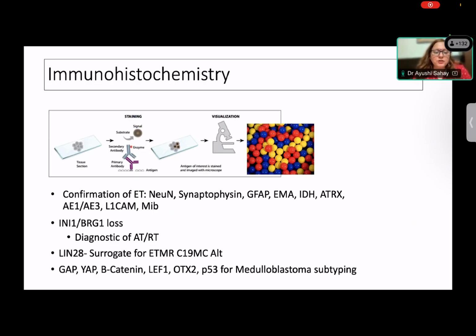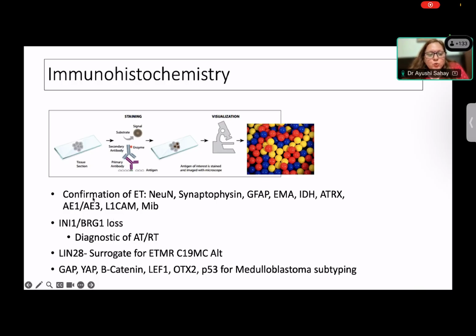Now, with immunohistochemistry, first of all, when you are trying to subtype an embryonal tumor, you have to confirm whether it is an embryonal tumor. As I said, a lot of other CNS tumors can show round cell features. So you have to do a panel of IHC to exclude the mimics and know that you are dealing with an embryonal tumor. In general, the panel that is used is composed of NeuN, which is a neurocytic or neuronal marker. Synaptophysin, as you know, is a good neuroendocrine or neural marker. GFAP to highlight the glial tissue. EMA is helpful for ependymomas. And if you're trying to rule out gliomas, you need to do IDH, ATRX, and L1CAM again for ependymomas.